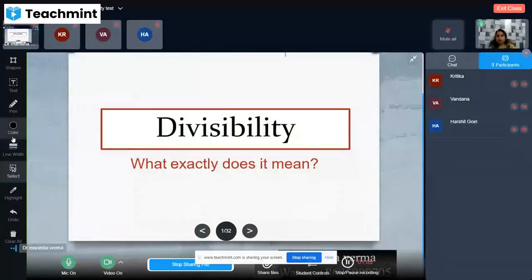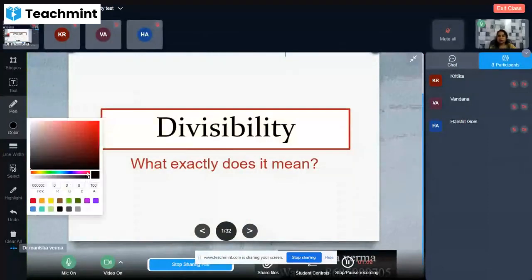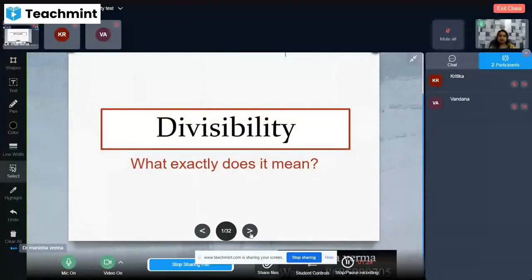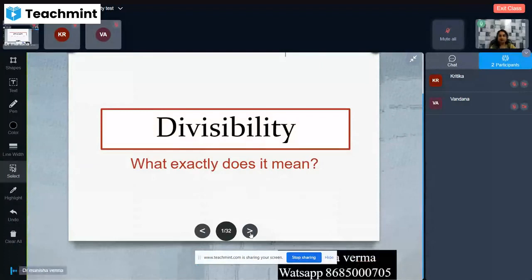Well, what is divisibility? As we all know, divisibility means to divide, whether that number is completely divisible by the other number or not, right? And yesterday we had discussed some of the divisibility tests. I'll just go through them quickly so that those who have joined now can learn the same thing again.